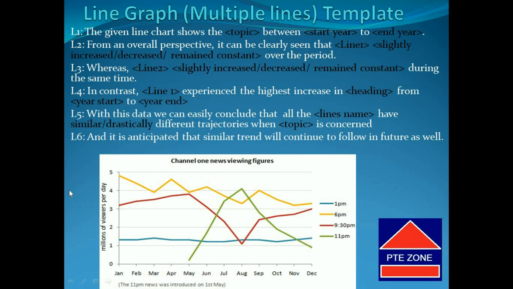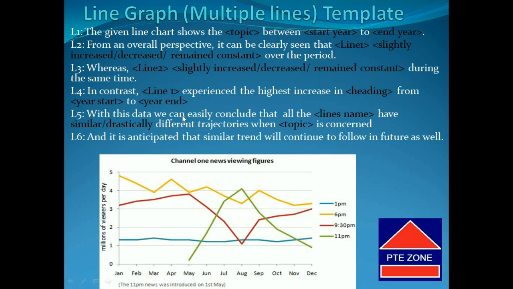So let's start. The given line chart shows the channel 1 news viewing figure for each month of the year for 4 different timings: 1 p.m., 6 p.m., 9:30 p.m. and 11 p.m. From an overall perspective, it can be clearly seen that 1 p.m. remains stable throughout the period, whereas 6 p.m. declined over the period. In contrast, the 9:30 p.m. oscillated and ended at a lower value.